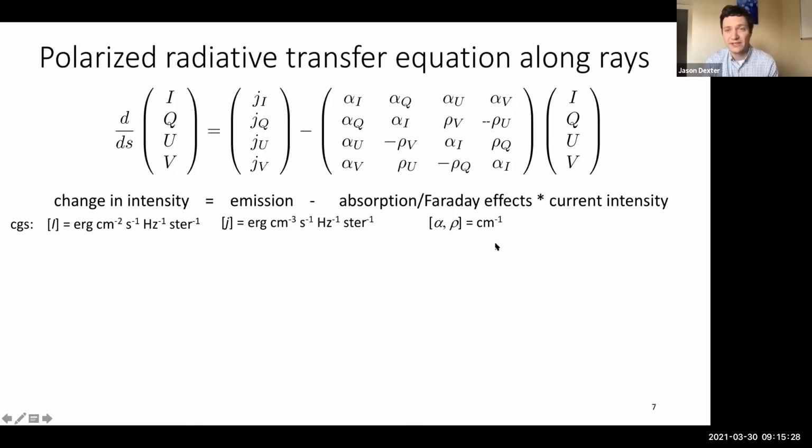I think the key thing to realize right away is that the diagonal terms are purely absorption in Stokes I, and this is what you typically think of in radiative transfer as absorption along a light ray. And these Faraday rotation or other birefringent effects that depend on the polarization state of the light are purely off-diagonal terms in this matrix. Okay, so that'll come back in a second.